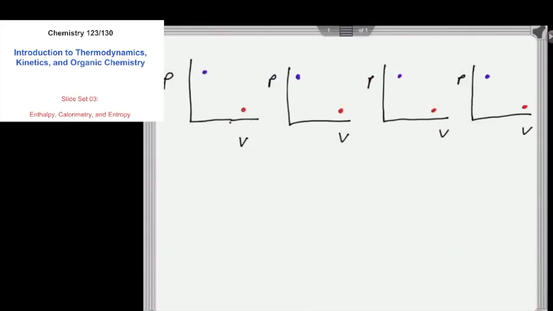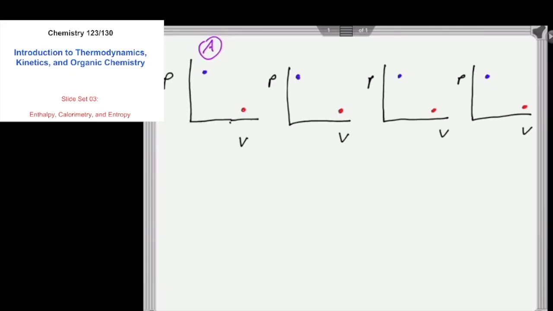So in the first one, we're going to call this one A. In this graph, if we're going to talk about an irreversible compression... no, do I want to do the compression? Yeah, why not? We'll make that one an irreversible compression, okay?